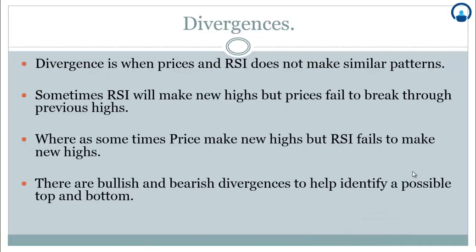The next best use of RSI is in finding divergence. Divergence is when prices and RSI do not make similar patterns. Sometimes RSI will make new highs, but prices fail to break through previous highs. Whereas sometimes prices make new highs, but RSI fails to make new highs. There are bullish as well as bearish divergences to help identify a possible top and bottom. Let's go ahead and take a look at a few examples.